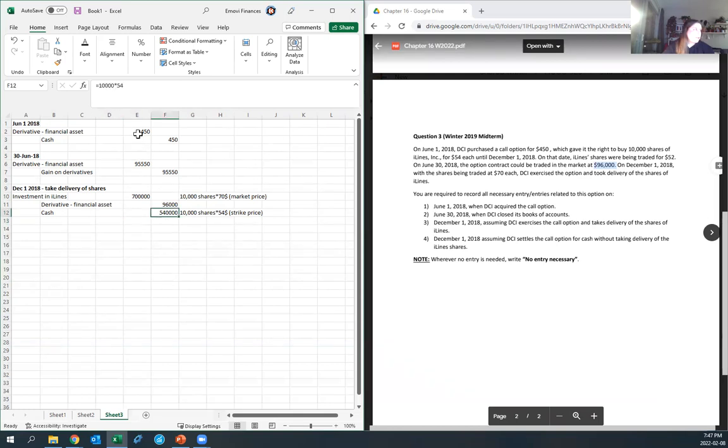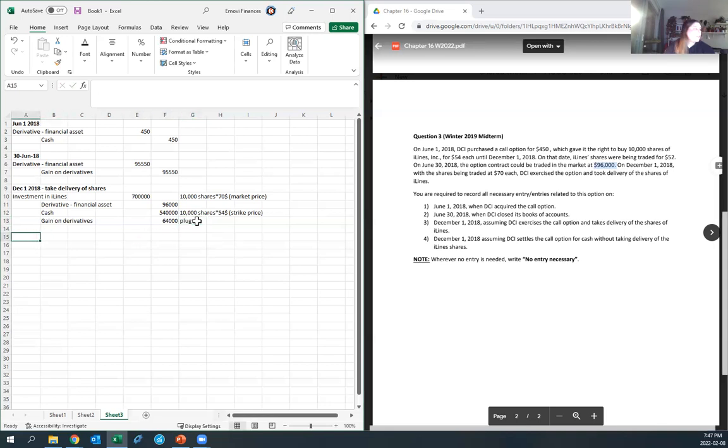hold on. The difference between the two is going to be a gain of 64,000, I think. So the difference between your debit and your credit, I think it's gain on derivative. It doesn't really matter at this point. So 700,000 minus your credits, so 64,000.